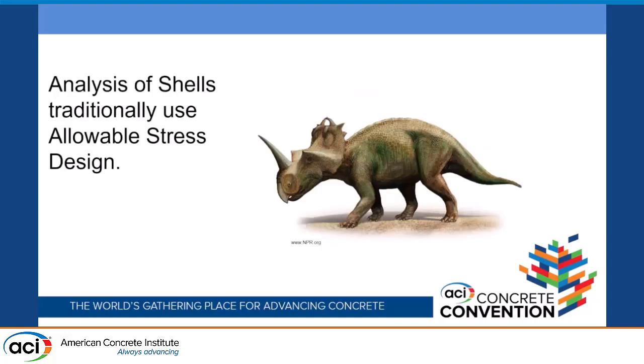So for our design of shells, we've used ASD design forever. Now, ASD is a dinosaur in concrete design and analysis, right? When was the last time ASD appeared in ACI 318? It was in Appendix A. Anybody know?